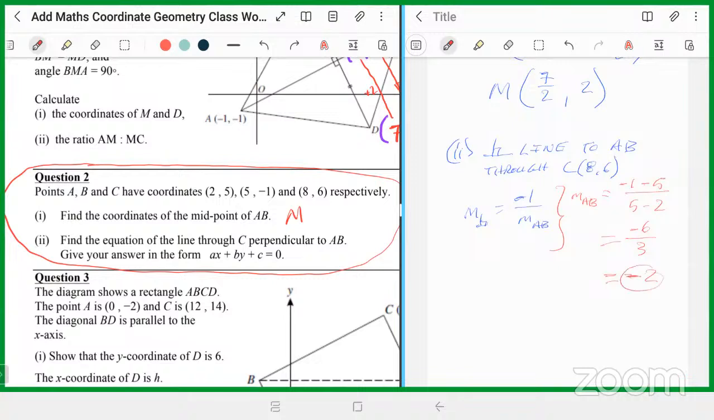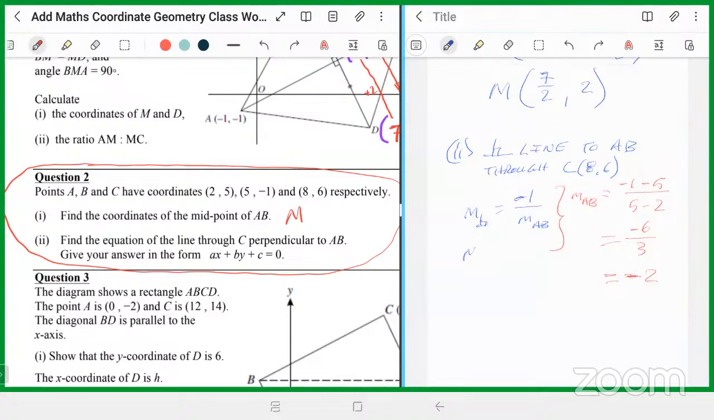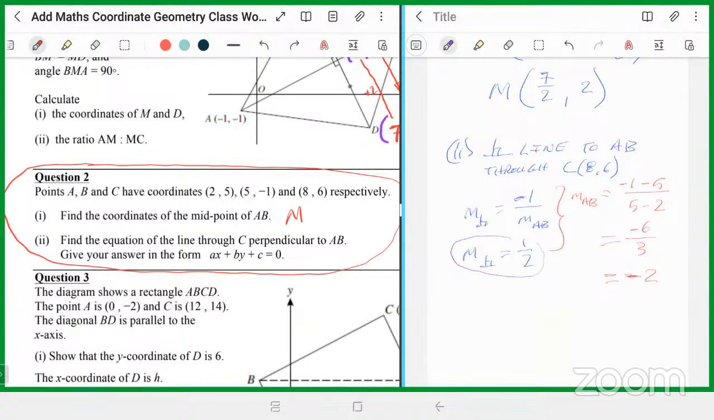So I'm taking the -2 and putting it on here. Or I can just do this calculation as flipping this one and changing the sign. So anyway, the perpendicular gradient is equal to half. So therefore, we are now using this perpendicular gradient, I'll highlight them for you, this gradient and this point to get the equation. That's what we need, gradient and a point.